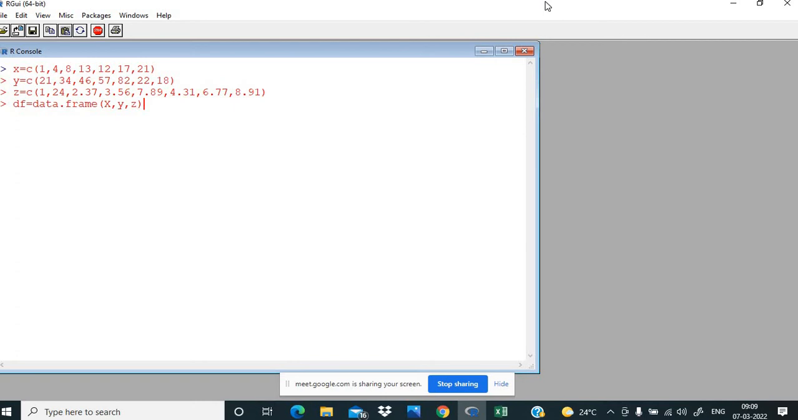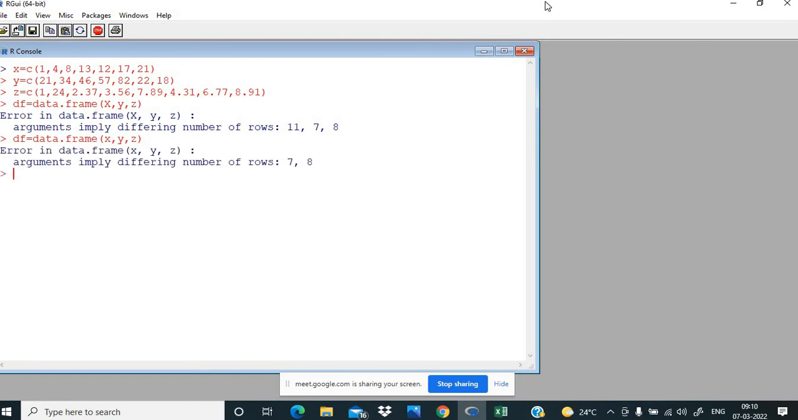X, Y, Z, and then we press enter. So data frame is not working because I have taken capital X. So that's the problem. So I come back and I write in small x. That is why R is case sensitive. Now also there is an error: arguments imply differing numbers in row 7. Their numbers are different. That's why they could not club into one.